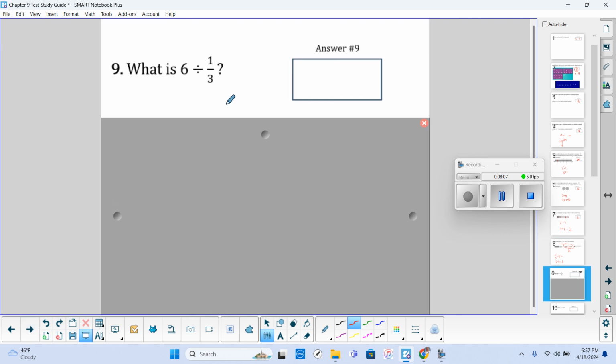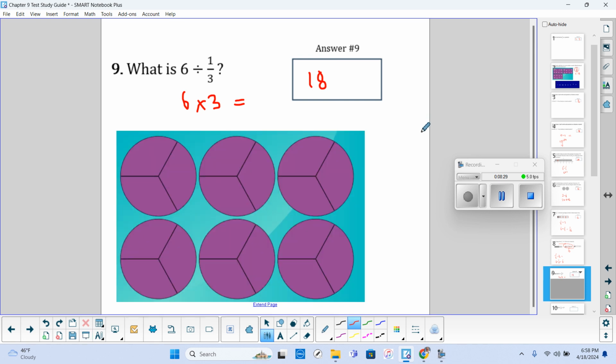Number 9, 6 divided by 1/3. Let's do it the plain old way, and then we'll do it a visual way. 6 divided by 1/3 is the same as 6 times the reciprocal of 1/3, which is 3, which means 6 times 3 is equal to 18. Now I'm going to show you a visual.